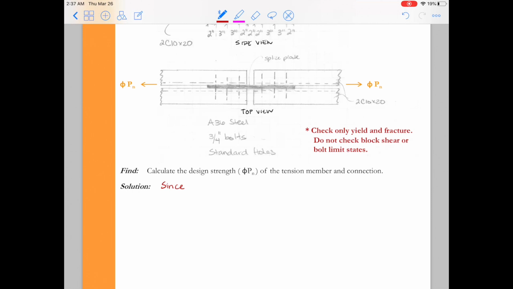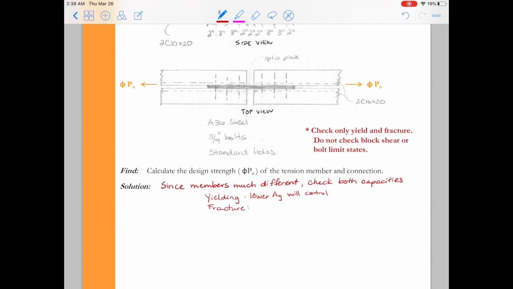In previous problems, we would figure out which member had the lower gross cross-sectional area because that's the one that's going to control for yielding. But for fracture, it's a lot harder to tell which one will necessarily control. When we have two plate members connected, it's sometimes easy. But since these members are much different, I would suggest you check both capacities in both members for yielding and for fracture to figure out which one is the controlling limit state.